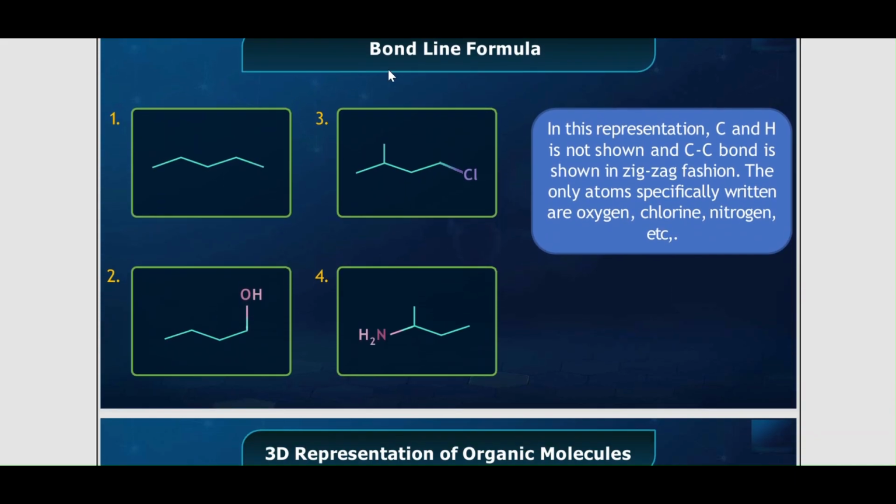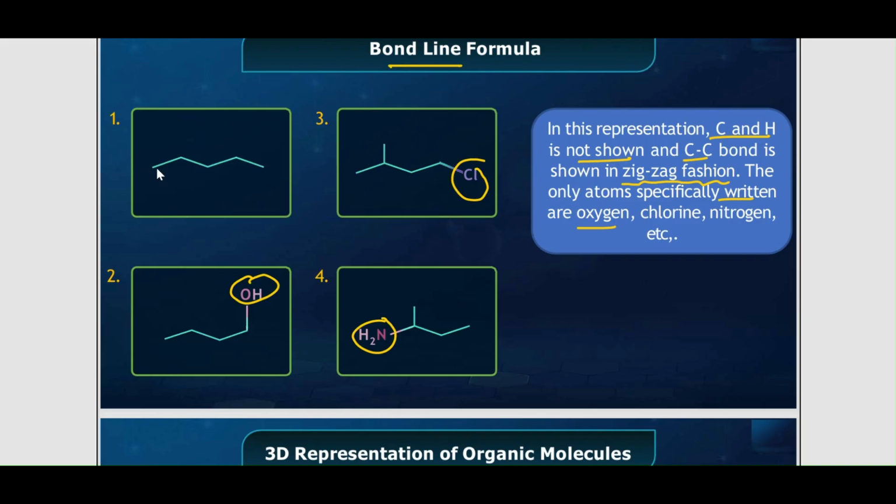Clear. Now one more important one, that is the bond line formula. What is meant by bond line formula? Here there are no atoms. Simply, in these representations the atoms are not shown. And you can observe the carbon-carbon bonds in zigzag fashion. Apart from the carbon atoms, if OH is present, or NH2 is present, or some chlorine is present in the given carbon compound, that can be specifically written. Like that we can write bond line formulas. There are no carbon atoms and no hydrogen atoms shown, but apart from hydrogen and carbon, if any oxygen or nitrogen functional groups or substituents are present, we can indicate them.